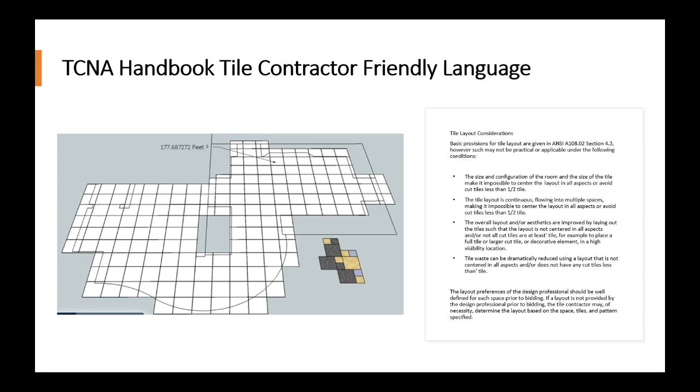The overall layout and aesthetics are improved by laying out tiles such that the layout is not centered in all aspects. For example, full tile or cut tile in a highly visible location. If I walk into a bathroom as a tile setter and the tub is directly in front of the door, in other words, at the other end of the room, I generally am going to work full tile off of that, because that's in my opinion the visual area. This is the area where your eyes are going to focus the most. I don't generally cut around a tub or shower. That's kind of my starting point, just as an example.